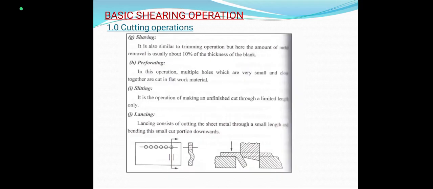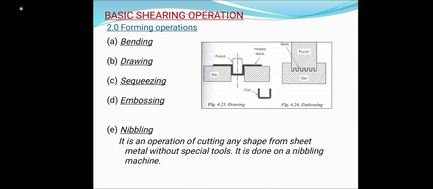Shaving is also similar to the trimming operation, but the amount of metal removed is usually about 10% of the thickness of the blank. Perforating is the operation in which multiple holes, which are very small and close together, are cut into flat work material. Slitting is the operation of making an unfinished cut through a limited length only. Lancing consists of cutting the sheet metal through a small length and bending the small cut portions downwards. Forming operations are bending, drawing, squeezing, embossing and nibbling. Nibbling is an operation of cutting any shape from the sheet metal without special tools. It is done by nibbling machines only.